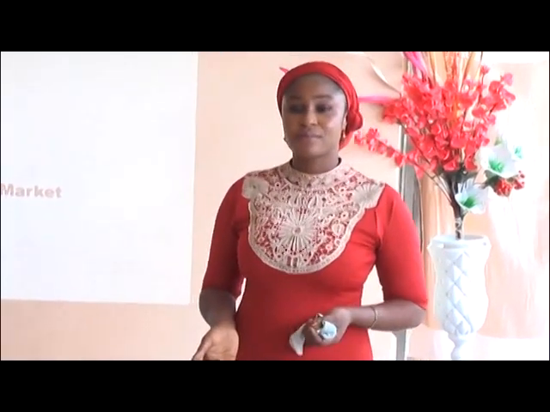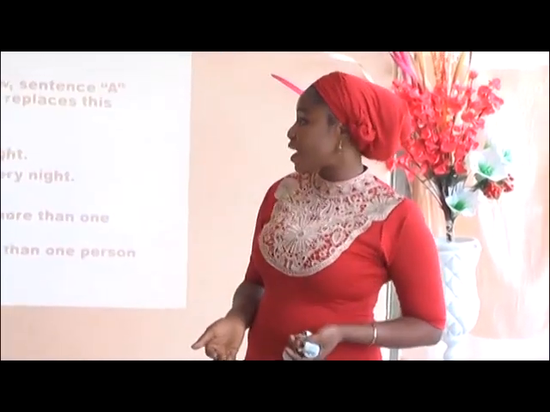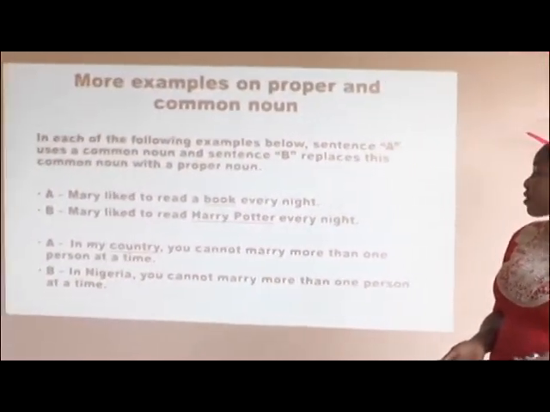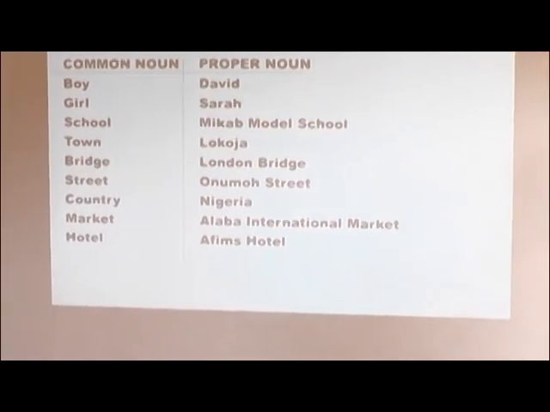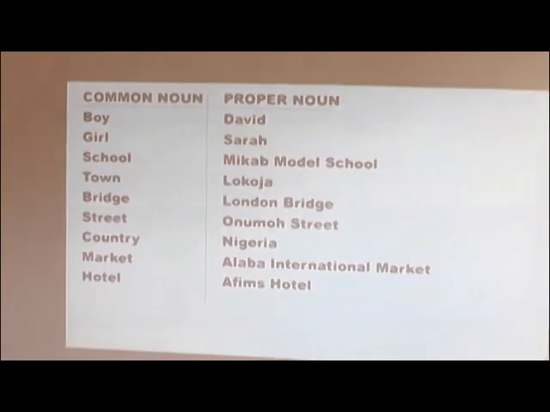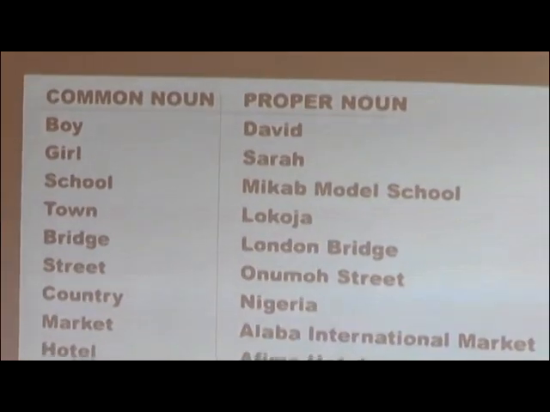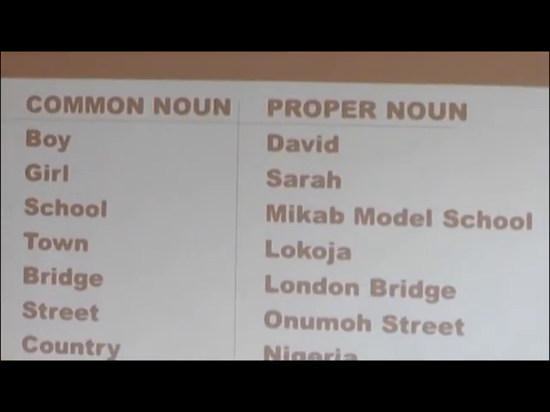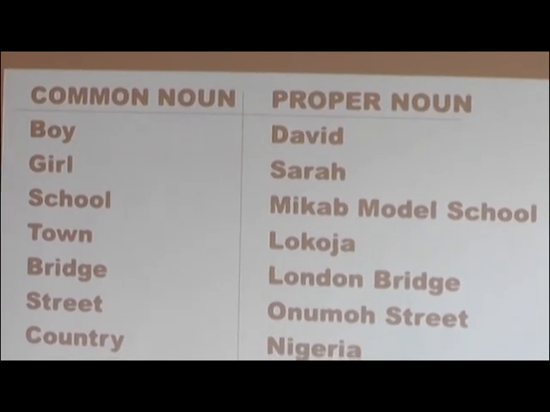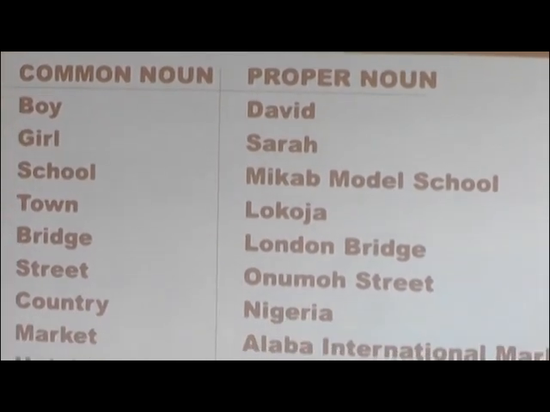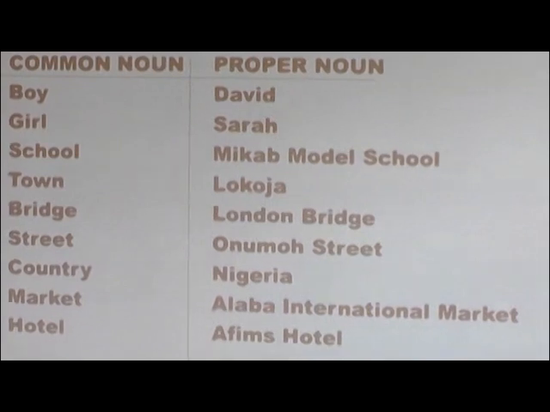For example, we have the school there. I still want you to see something. We have a school, and the name of the school is Mikab Model School in that table. So we are still going to look at more examples of common noun and proper noun.